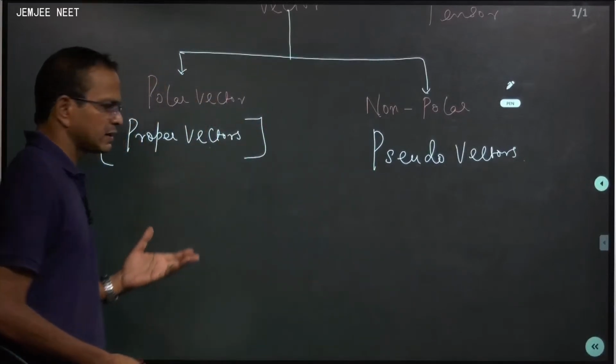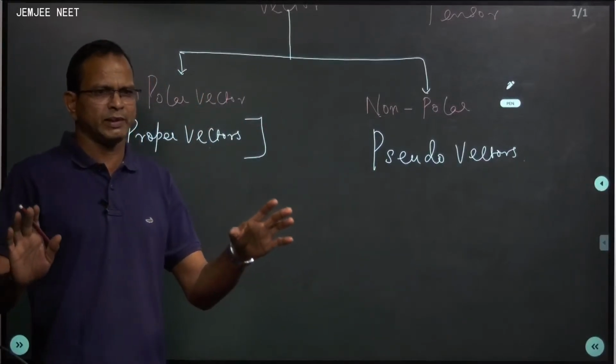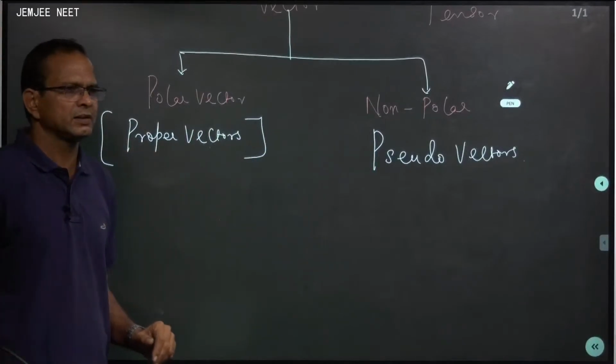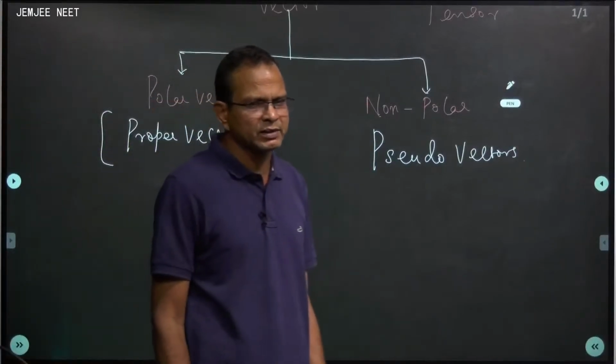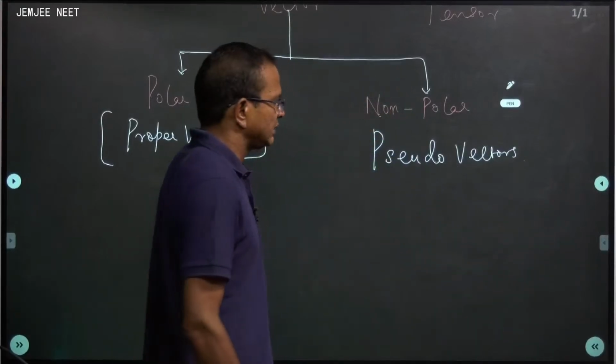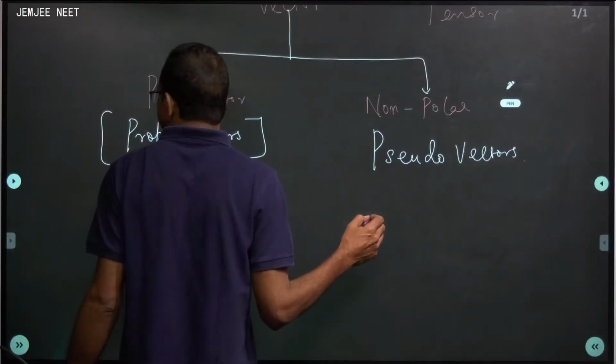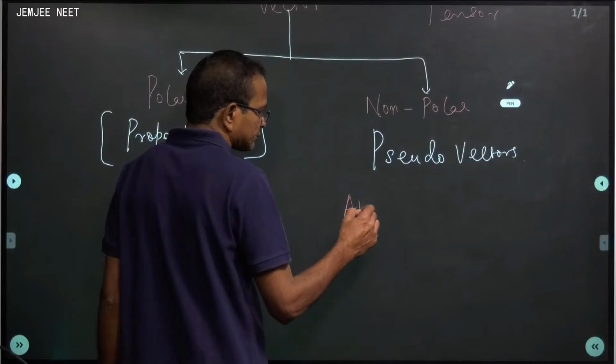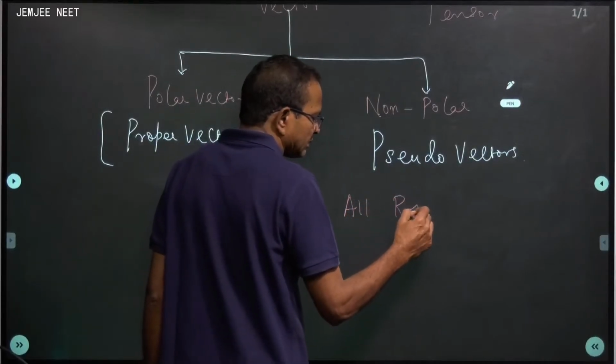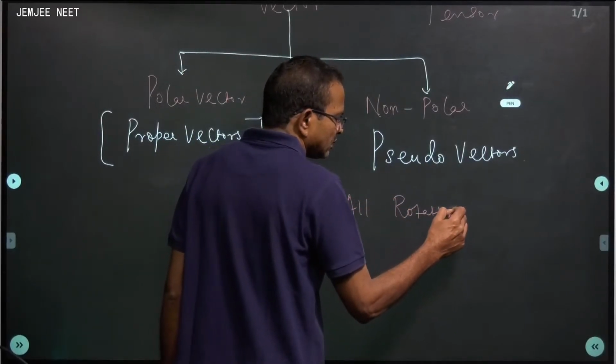What do you mean by proper vector? It has a definite direction. Nobody can change that. It's called a proper vector. The pseudo vector doesn't have a proper direction. The excellent example for this, come on, who can tell? All rotational quantities.